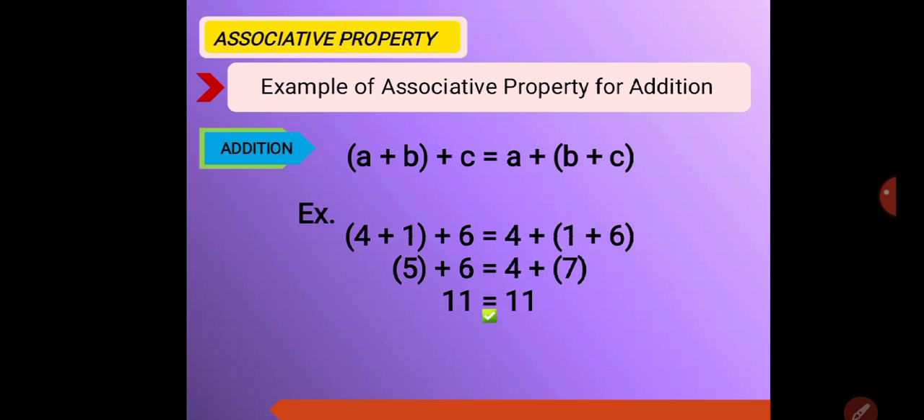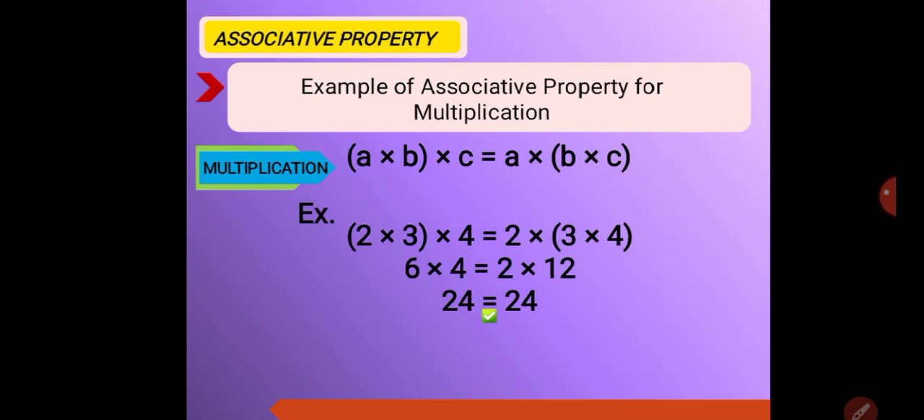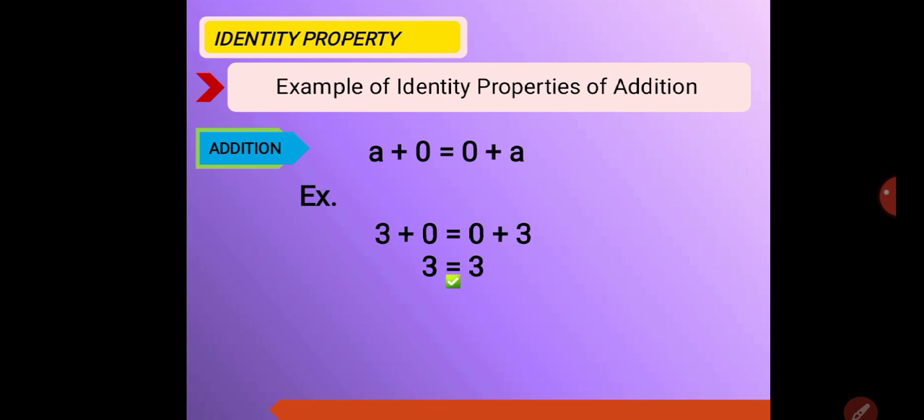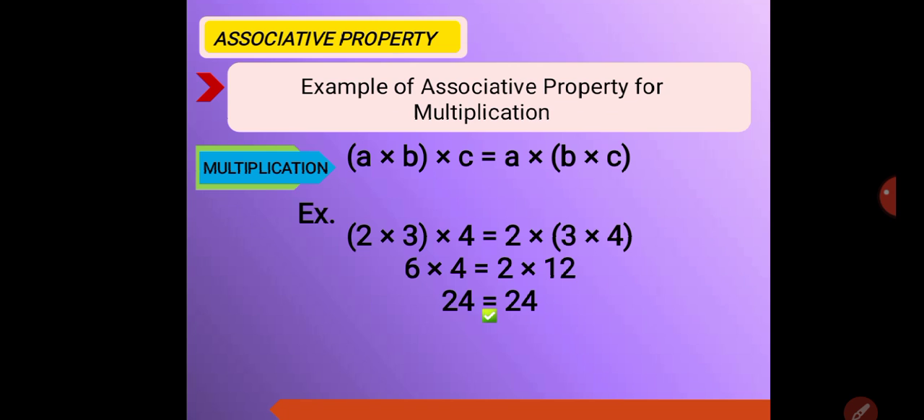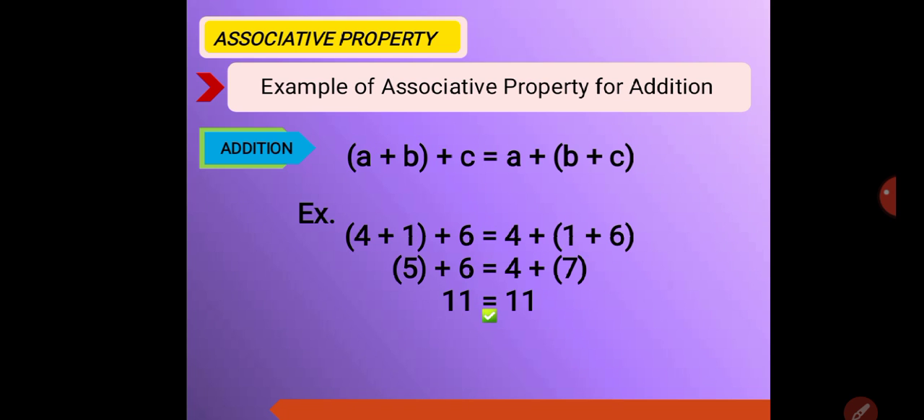So, quantity 4 plus 1. Sa iyahang sulod, ang sulod niya is 4 and 1. So, unahon nimo siya ang sa sulod. So, 4 plus 1 is equal to 5. Plus 6 is equal to 11.